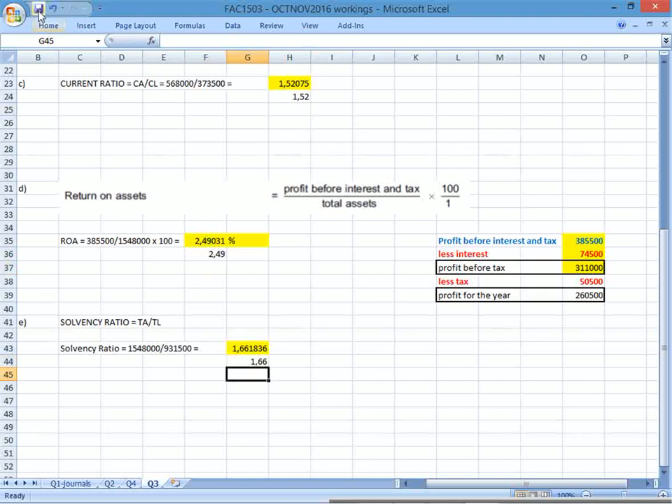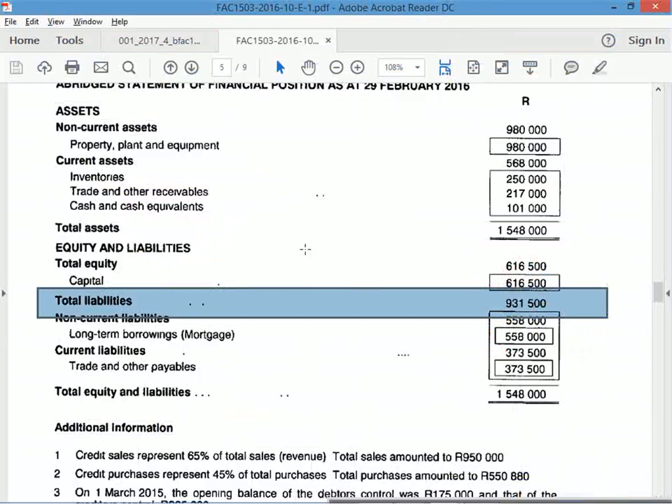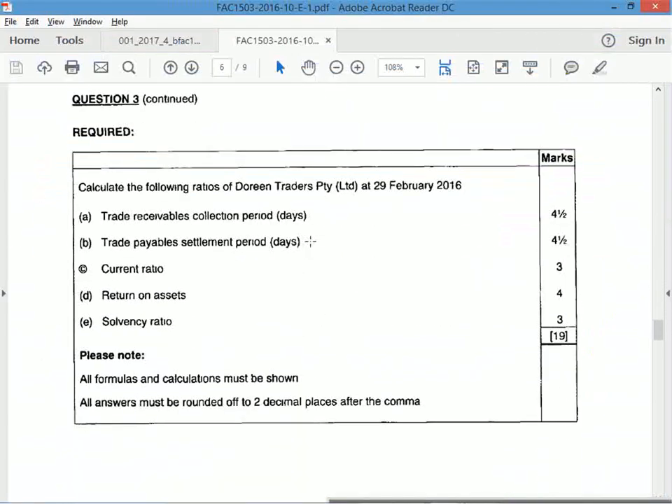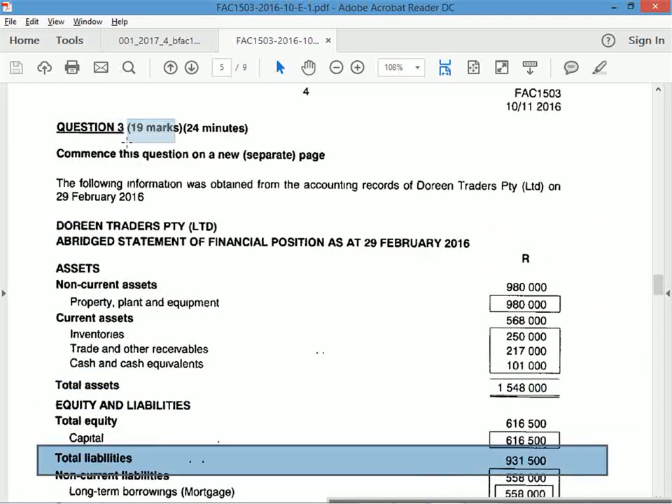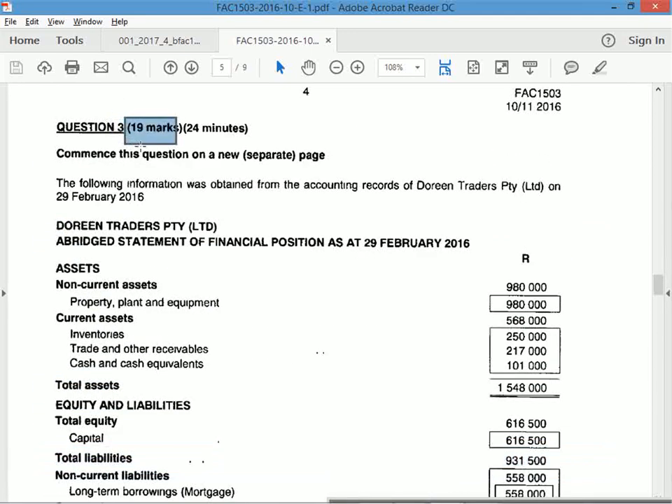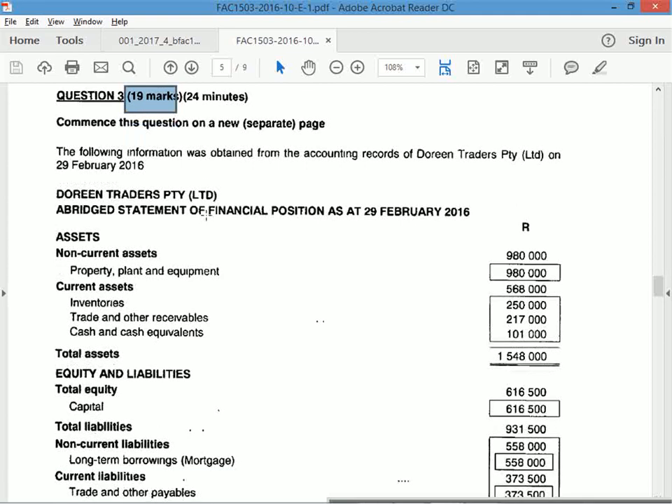Okay, right, save that. Let's go back to the question, and have we answered everything? Yes, we have. Okay, 19 marks, 24 minutes, you just got 19%. It's not bad. Okay, this was a big question in this one paper. Okay, and that's the end of this week's theory. So we've covered ratios, and we've looked at some theory related to trust accounts.